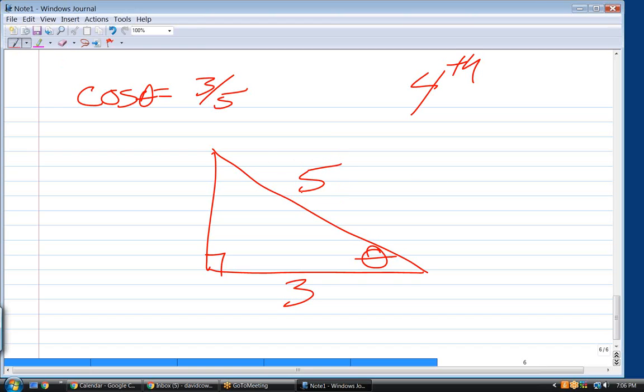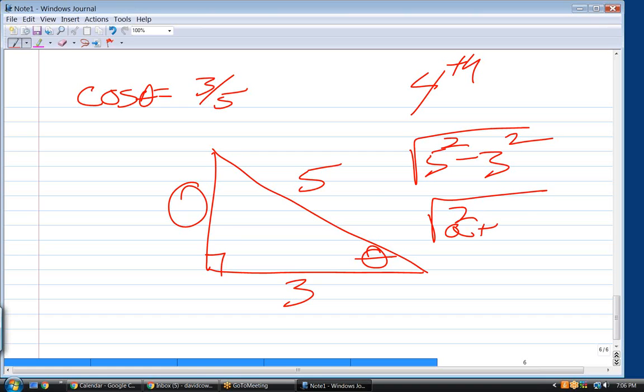Okay. So this side is the square root of 5 squared minus 3 squared. Yeah. When you're solving for one of the sides, it's different. If you're solving for the hypotenuse, it's the square root of a squared plus b squared. But if you're solving for an a or a b, you have to square the hypotenuse first and then subtract the square of the other side. Yeah.